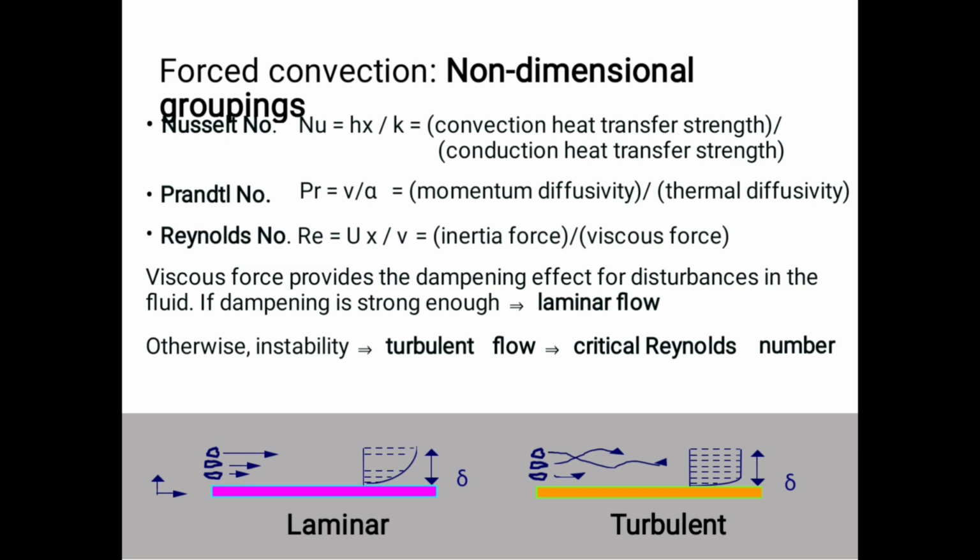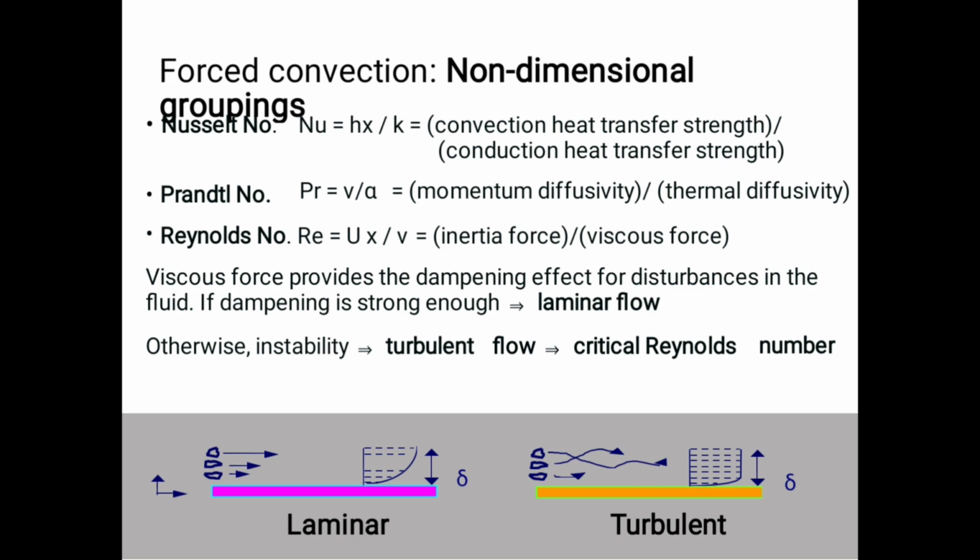In convection, we need to find out three numbers. That is, the Nusselt number, Prandtl number, and Reynolds number. The formula for Nusselt number is Nu = hx/k. That is, convection heat transfer strength by conduction heat transfer strength. For the Prandtl number, momentum diffusivity by thermal diffusivity. And for the Reynolds number, Ux/ν, that is inertia force by viscous force.